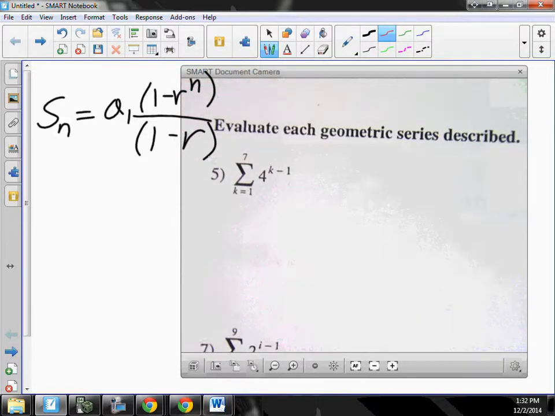When we did this with arithmetic sequences, we needed to find the first term and the last term. But here I don't need to find the last term, I just need the first term. So I plug in 1, 4 to the k minus 1, which is 4 to the 1 minus 1, which is 4 to the 0. 4 to the 0 is 1. So 1 times 1 minus, what is the common ratio?